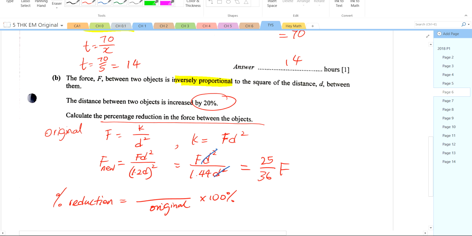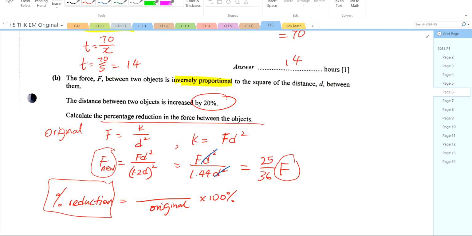Let's think about it. Because sometimes I have this problem also. I don't know which one minus which one. Now, they want percentage reduction. Are we expecting a positive or a negative answer? Positive. What do you think? Positive or negative number? Originally, it was F. The new value is bigger or smaller? That's why I asked you, right? The new one is bigger or smaller?